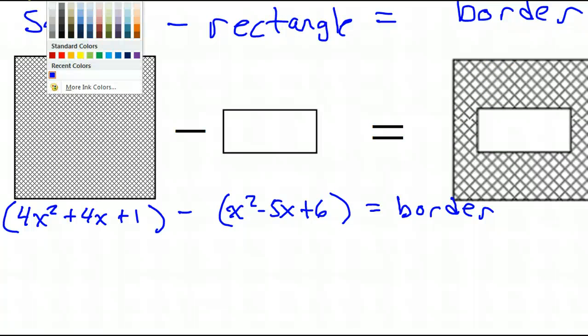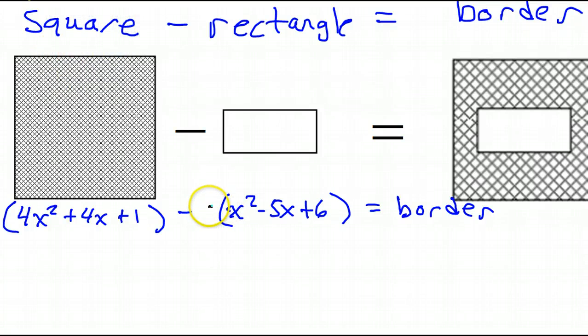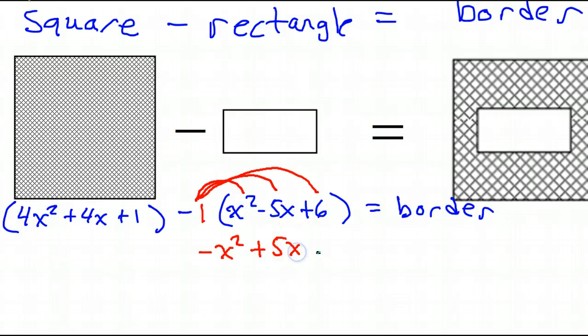So here we go. Treat this subtraction like it's a -1, like we've done many times before. And then we take that -1 and we do the distributive property with it. So over here that's going to give us -x squared plus 5x minus 6. This is just going to come down unchanged. So I'm still going to have 4x squared plus 4x plus 1. And that should all equal the border.